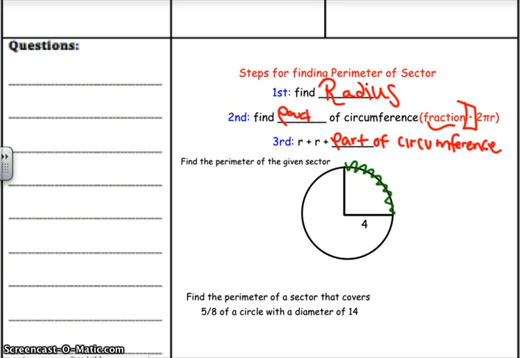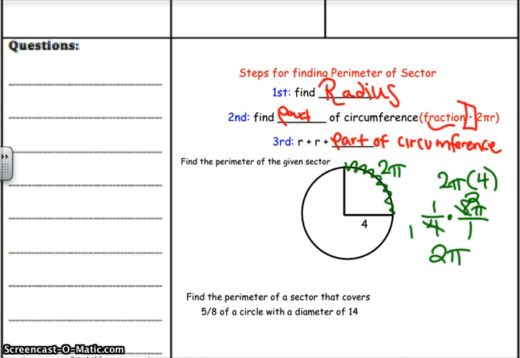So my whole circumference is 2 pi r, right? 2 pi times 4, 8 pi. That's my whole circumference. This takes up a fourth of it. Of means multiply. So you're going 1/4 times 8 pi. Do you see what I did there? Because this is really 8 pi over 1. So it's 2 pi. 2 pi is what this is right here.